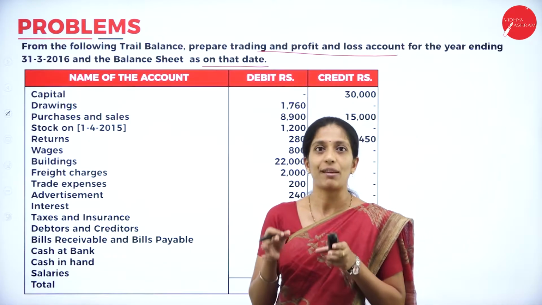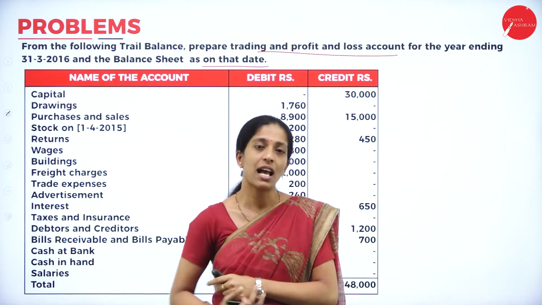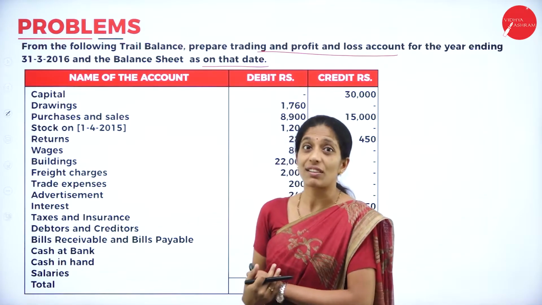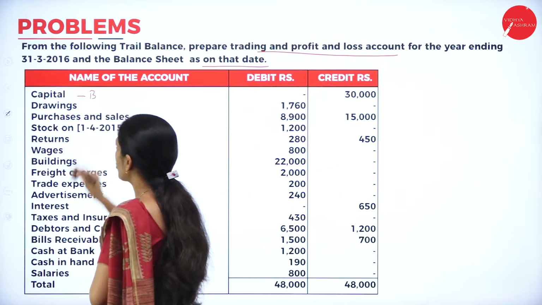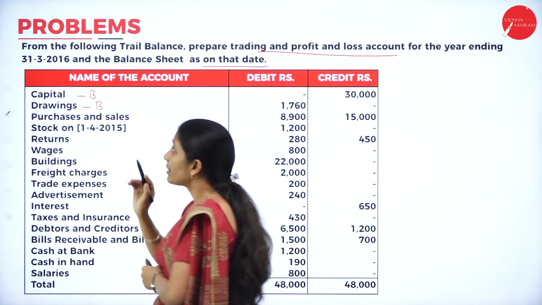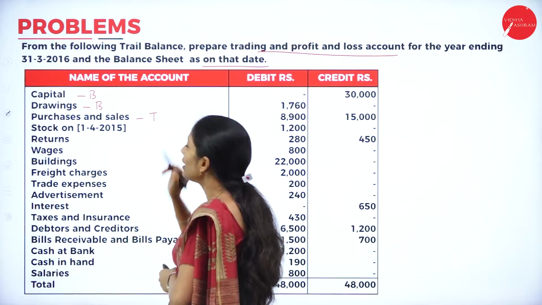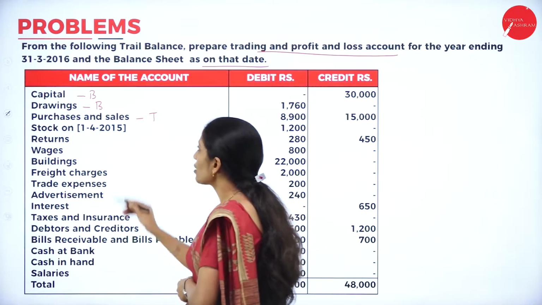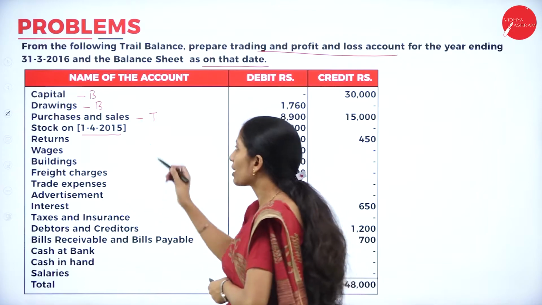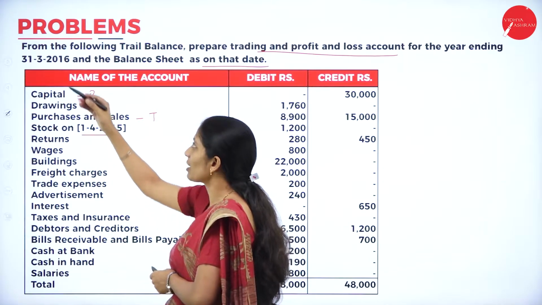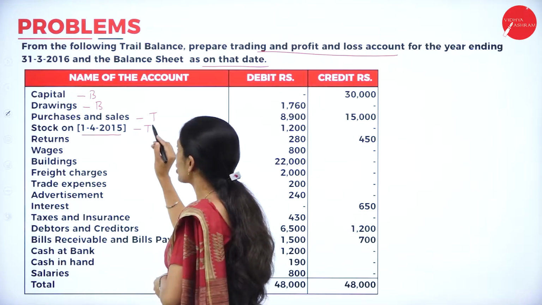Now we shall see where we have to record all these. You might be familiar with it now because we have already prepared the trading account, profit and loss account, and balance sheet individually. Let us see where we have to record this. Capital, so where do we record? We will record it in the balance sheet. Drawings, we have to deduct from the capital in the balance sheet. Purchases and sales, we will record in the trading account. Next one, stock 1/4/2015. It's nothing but opening stock, because the date is 1/4/2015 and our year ending is 31st March 2016. So we'll record it in the trading account.